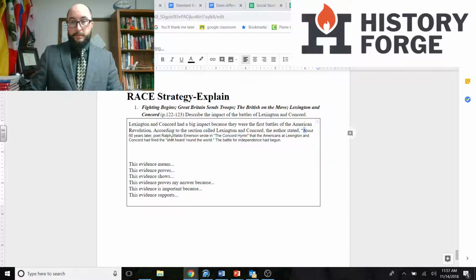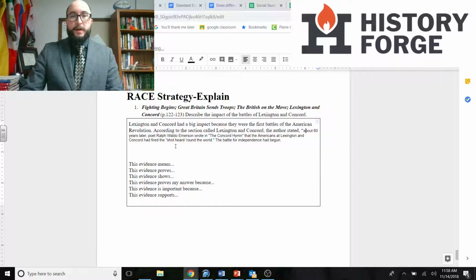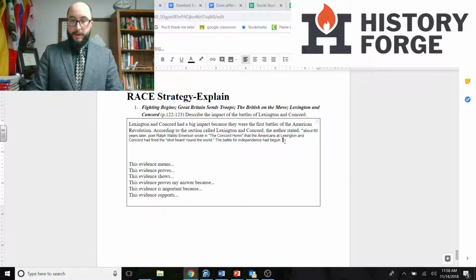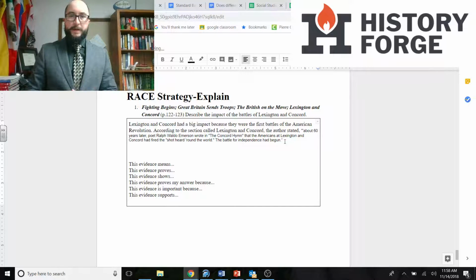"About 60 years later, poet Ralph Waldo Emerson wrote in the Concord Hymn that the Americans at Lexington and Concord had fired the shot heard round the world. The battle for independence had begun." End quote. So that's my quote, right? It's 2 sentences. It's from the book, and it tells my reader exactly how I got my information.